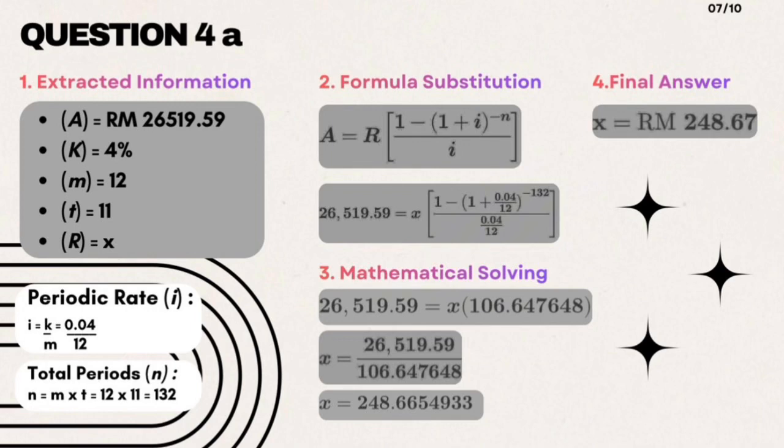Therefore, Sharif can successfully withdraw RM 248.67 at the end of each month for 11 years before the account is fully depleted.